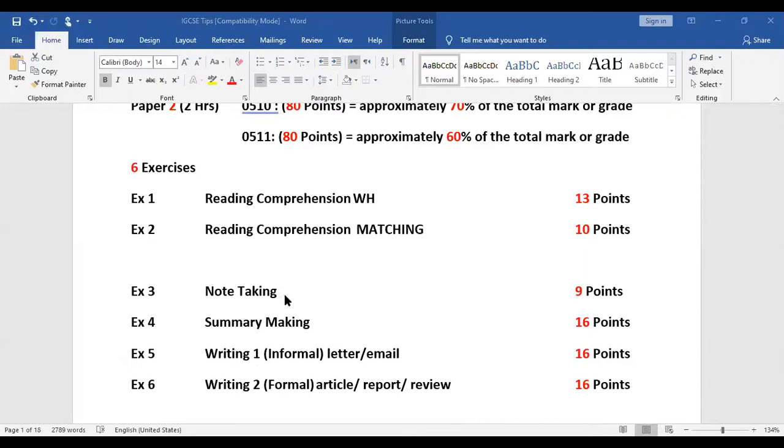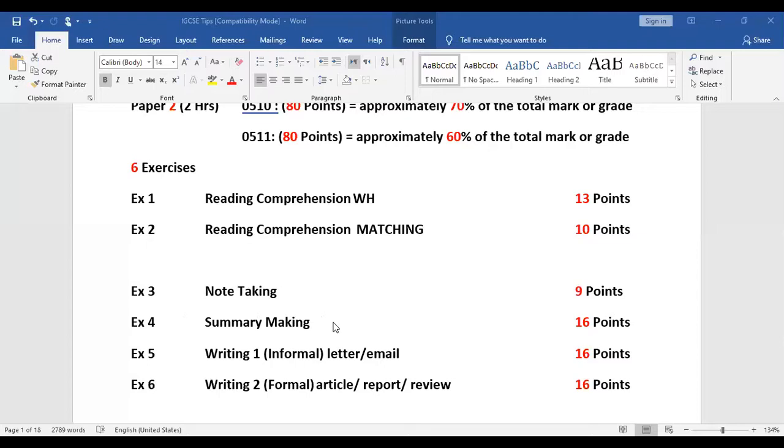Exercise four is a summary making exercise, and this also contains a long text followed by a prompt question to summarize a certain aspect of the text, or maximum two. How something is happening and why, or why there's a problem and what's the solution, et cetera.